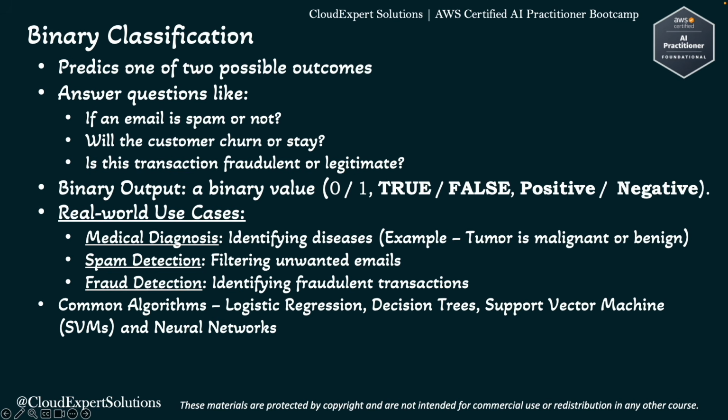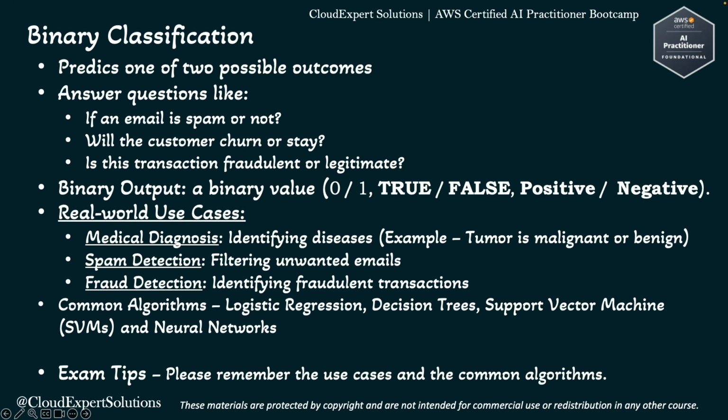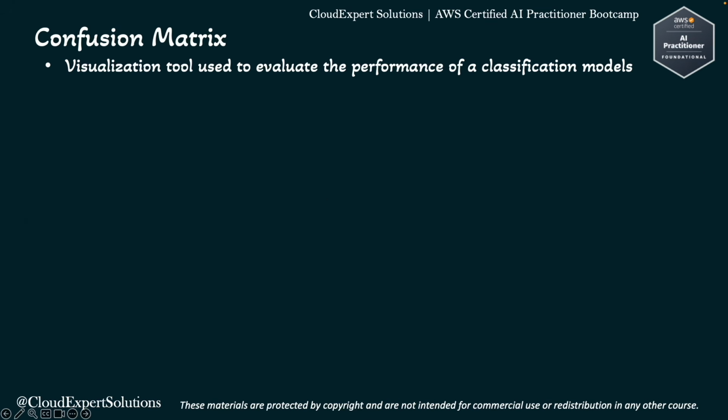Various algorithms can be used for binary classification, and common algorithms are logistic regression, decision tree, support vector machine or SVM, and neural network. For this certification exam, please remember to identify the use cases where the outcome could be 0 or 1, true or false, or positive or negative, and the common algorithms you should use for binary classification. Now let's move to the confusion matrix.